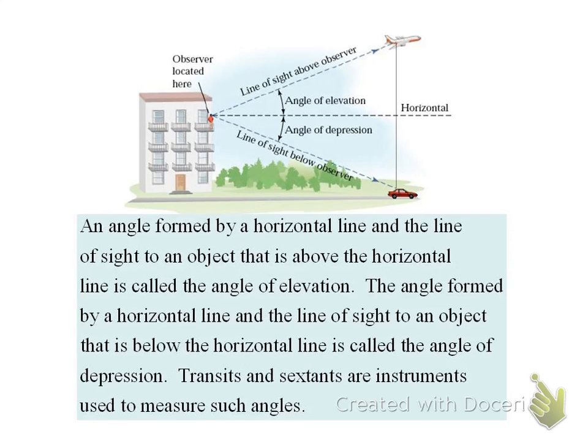So an angle formed by a horizontal line and the line that's above you. If you're looking up, it's an angle of elevation. The angle formed by looking down, that's an angle of depression. Okay, you guys already know that.